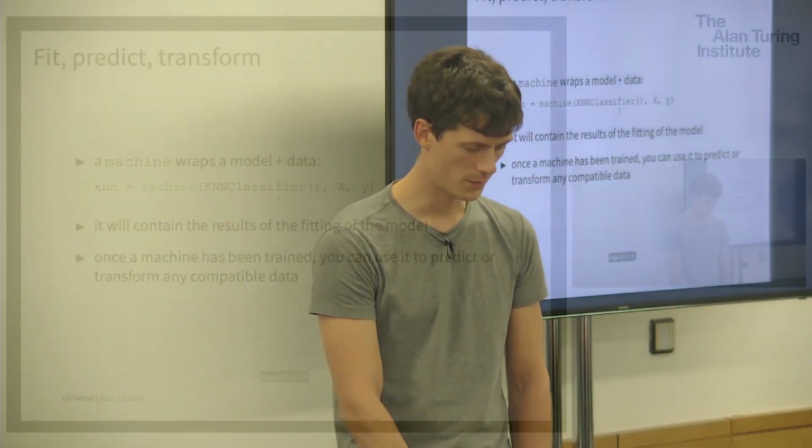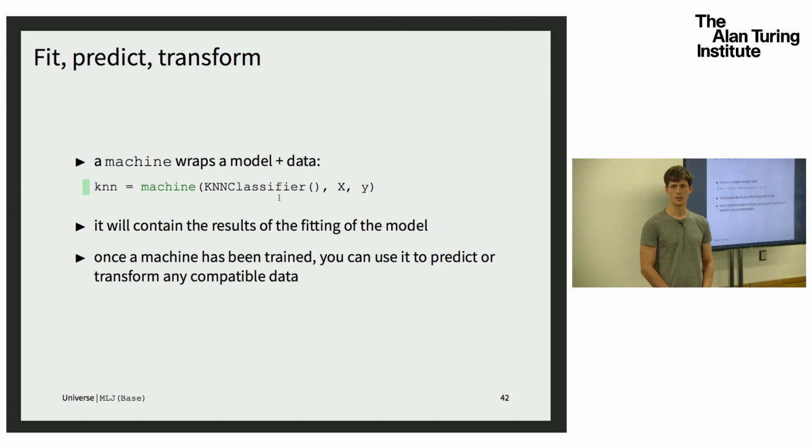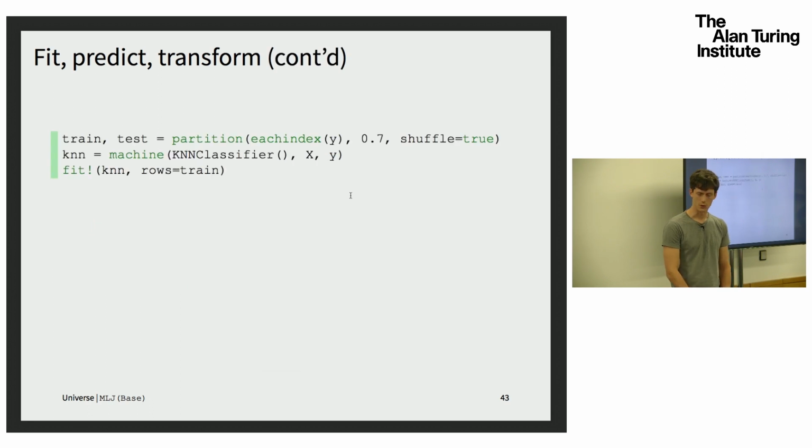Okay, so once a machine has been trained, you can use it as a mathematical operation. You can use it to predict or transform any compatible data. Right now, it's a box or a function, if you will, and any data that meets the specifications from X here, so the same scientific type, you can use it to predict.